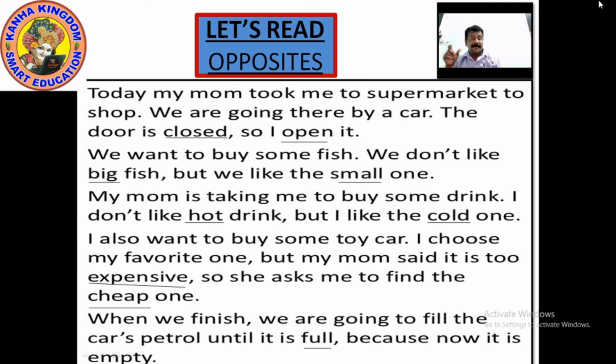I also want to buy some toy car. A car which is a toy, for playing. I choose my favorite one, but my mom said it is too expensive. So she asks me to find the cheap one. Expensive, costly. Expensive is a word which is an opposite of cheap. So here expensive and cheap, these both words are opposites.